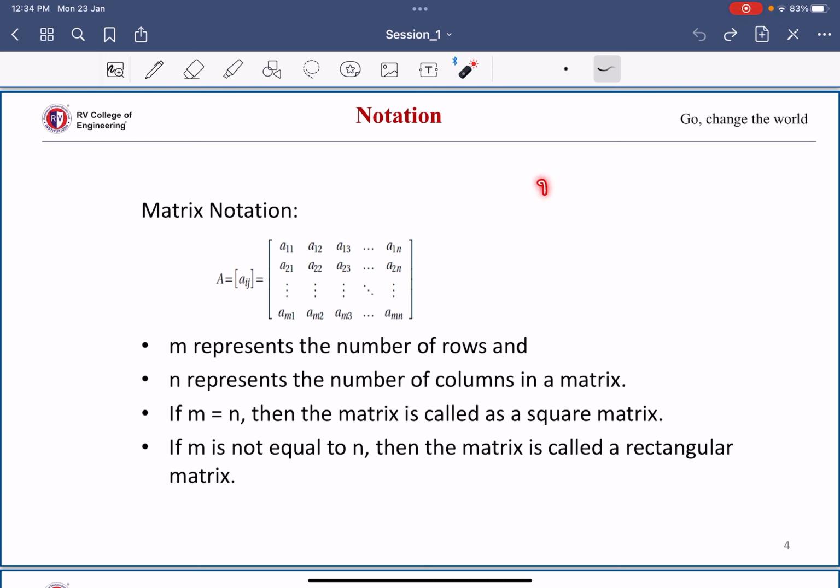If I have an M cross N matrix, M represents the number of rows and N represents the number of columns of a matrix. So if M is equal to N, this represents a square matrix where the number of rows is equal to the number of columns. If M is not equal to N, this represents a rectangular matrix where the number of rows is not equal to the number of columns.